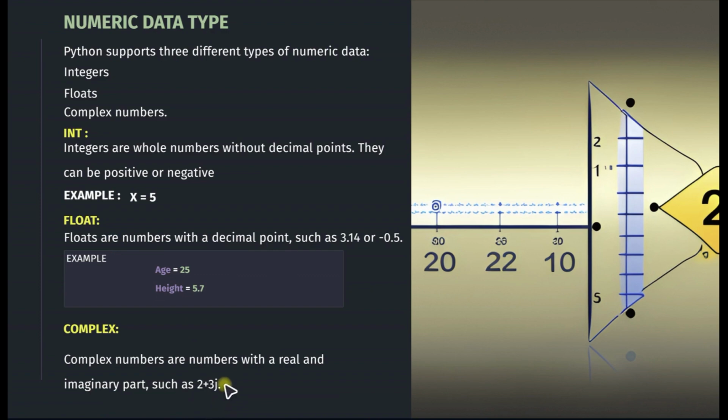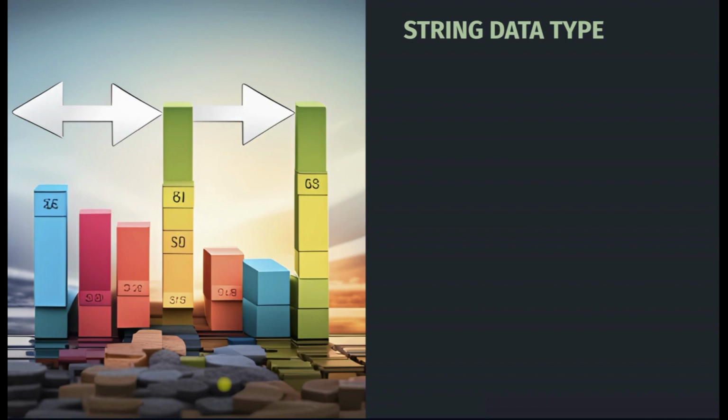As you observe here, we have an imaginary component. So it's important to choose the appropriate data type for your calculations to ensure accuracy and efficiency. So this is all about the numeric type. Let's see another data type, that is the string data type.